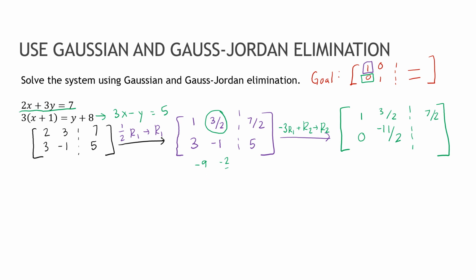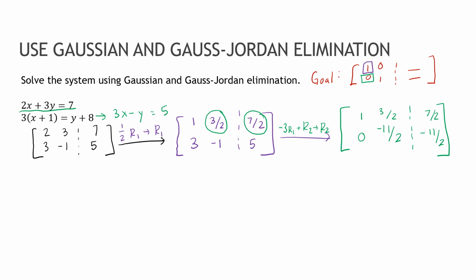So negative 11 halves, and then I have negative 3 times 7 halves, so that's negative 21 halves, plus 5, which is 10 halves, which gives me negative 11 halves. So that's my next row.